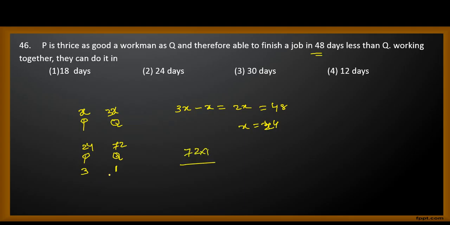If they work together, how many units are they working together? If they work together, they can do 4 units per day. So 72 by 4, which is equal to 18. The answer is option 1.